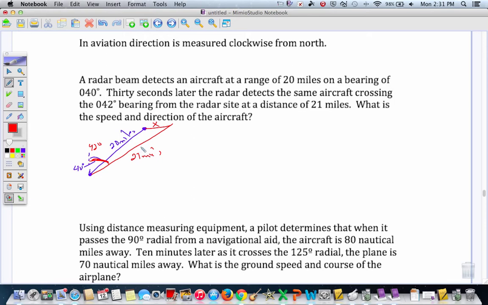We want to find out the speed. We'll just do the speed of the aircraft for right now. Maybe come back to the direction. We'll have to wait and see. So notice we're trying to find that distance.